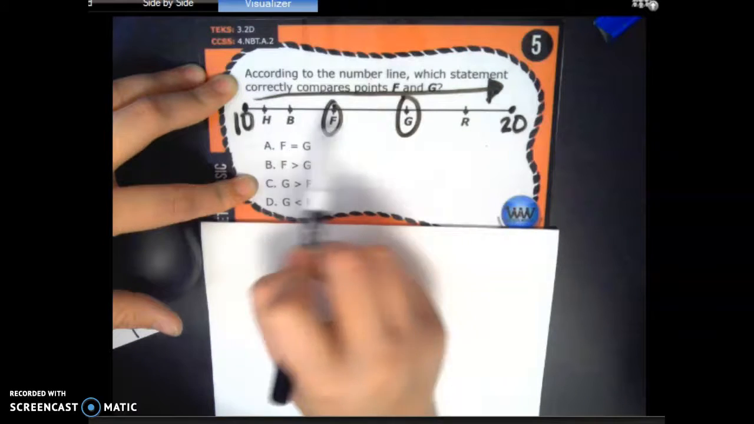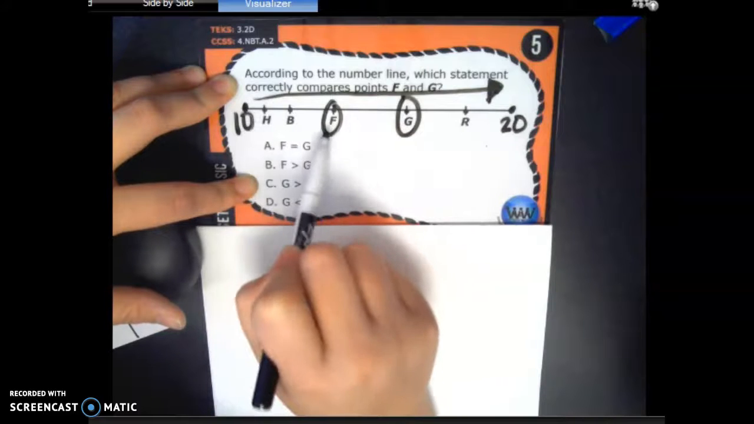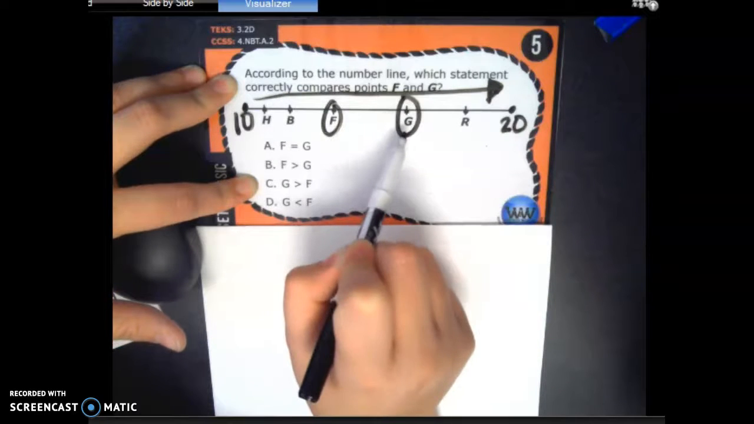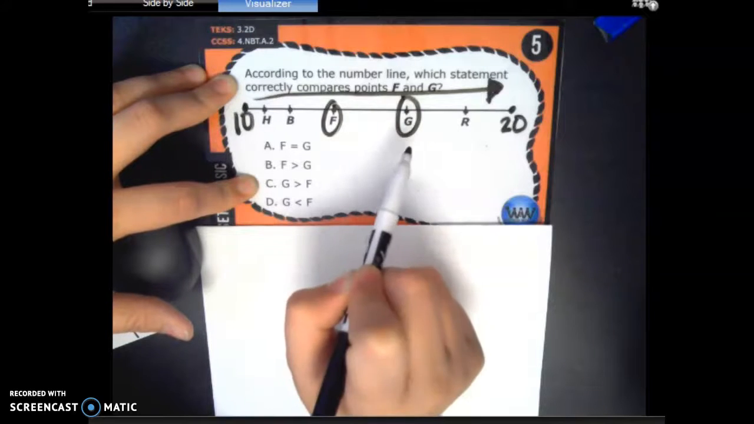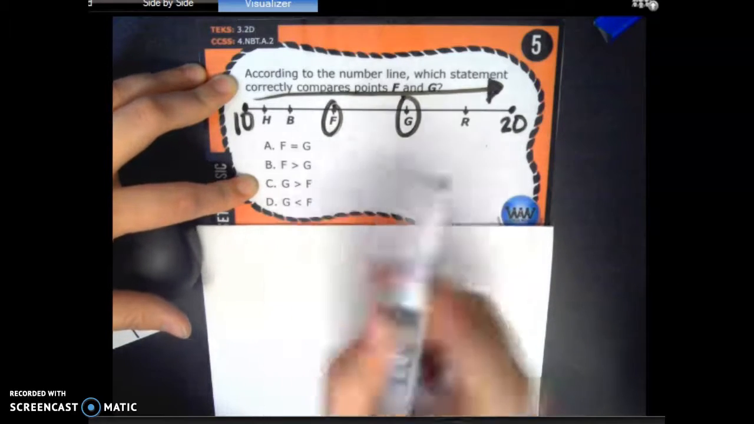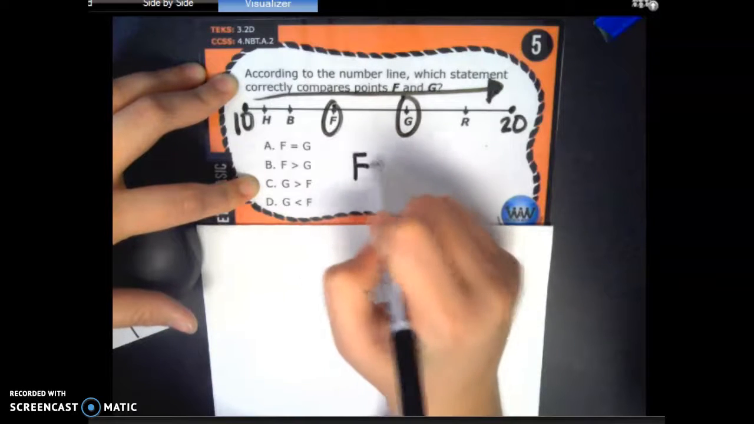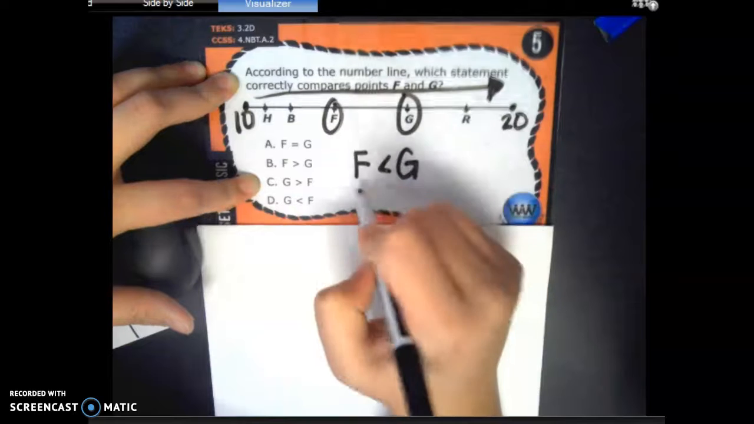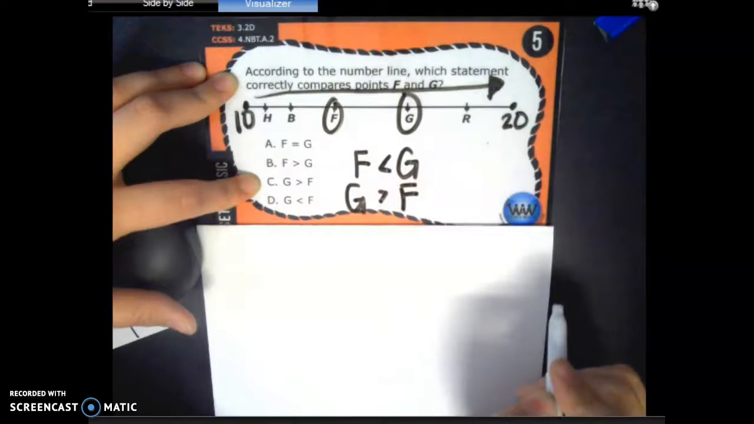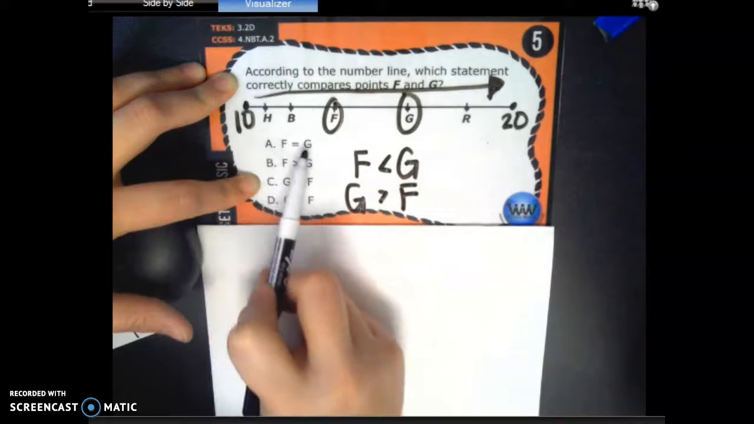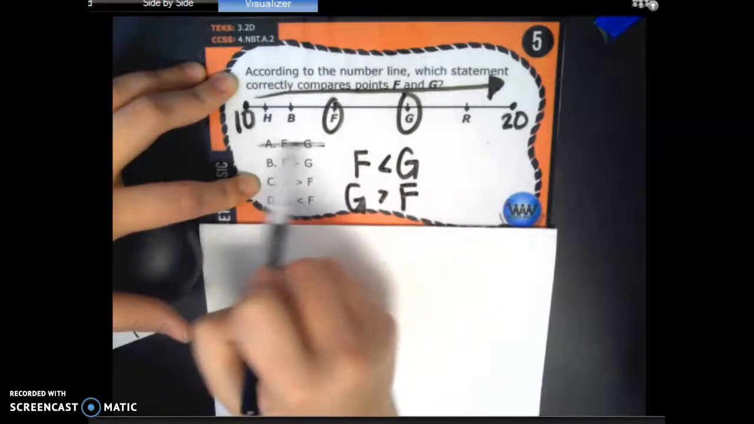So what do you know about F and G? Well, if this is our number line, F is going to come before G. So would that make F greater than or less than G? F is going to be less than, or G is going to be greater than F. F and G are equal. If they were equal, they would be on top of each other. They are not on top of each other.